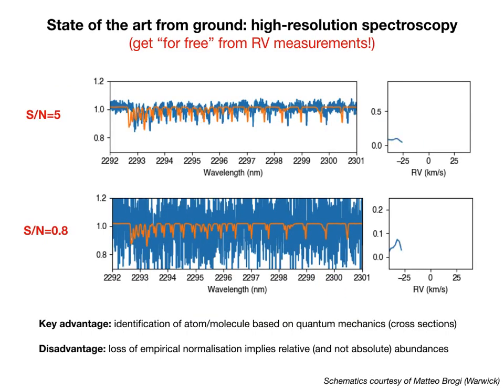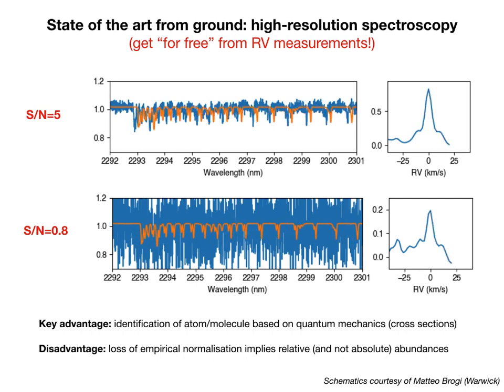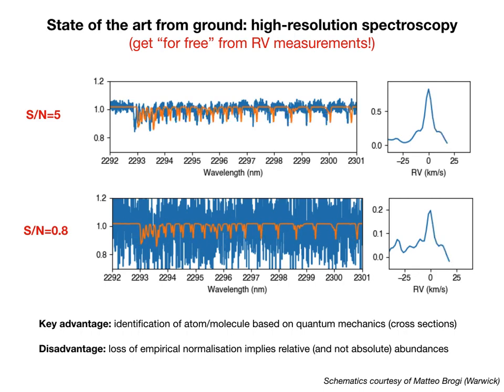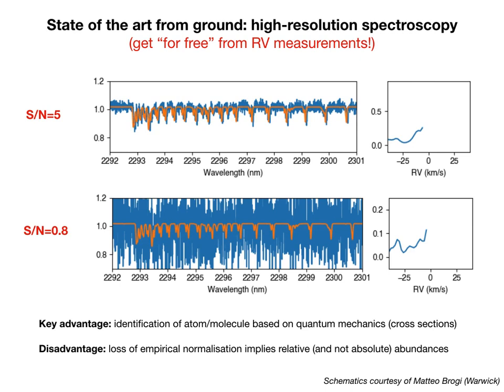The other development that is really important is, as I mentioned in the beginning, that high-resolution spectroscopy from the ground, which is traditionally associated with radial velocity measurements, can also be used to detect chemical signatures in exoplanet atmospheres. So the key idea is that one takes the cross-section of an atom or molecule, which is only based on quantum mechanics, so it's fairly model independent. And one takes this cross-section and then checks this against the rather noisy data.